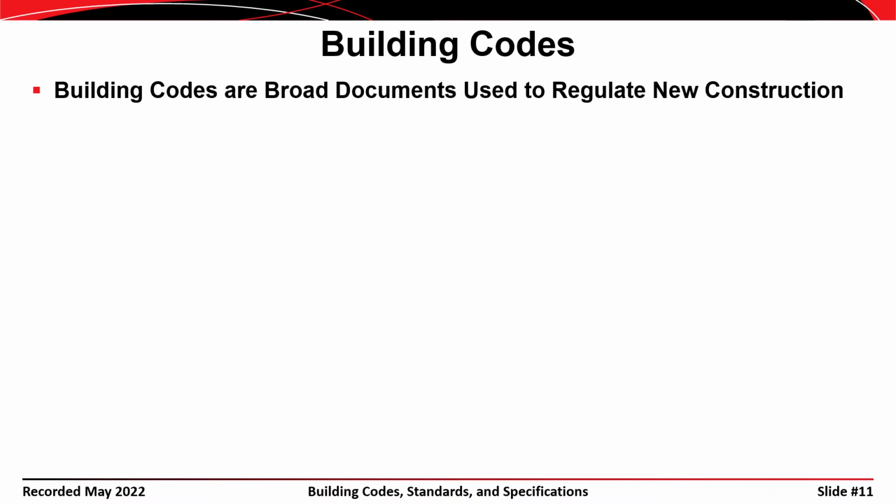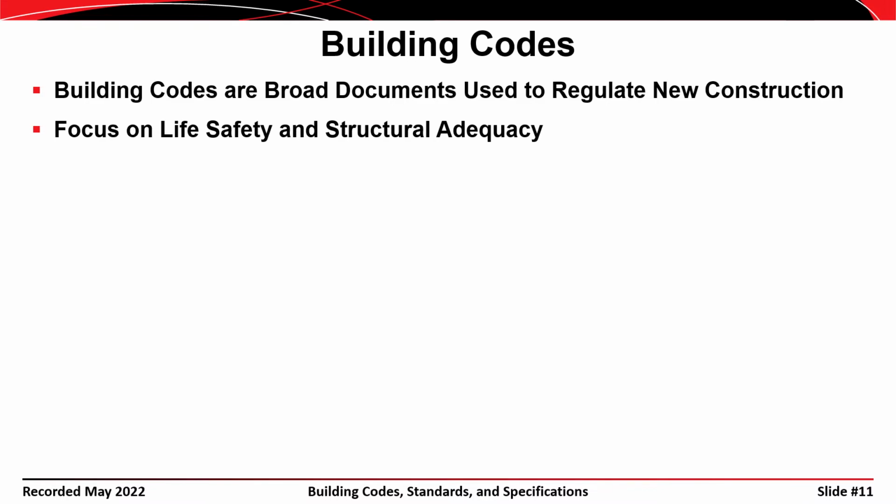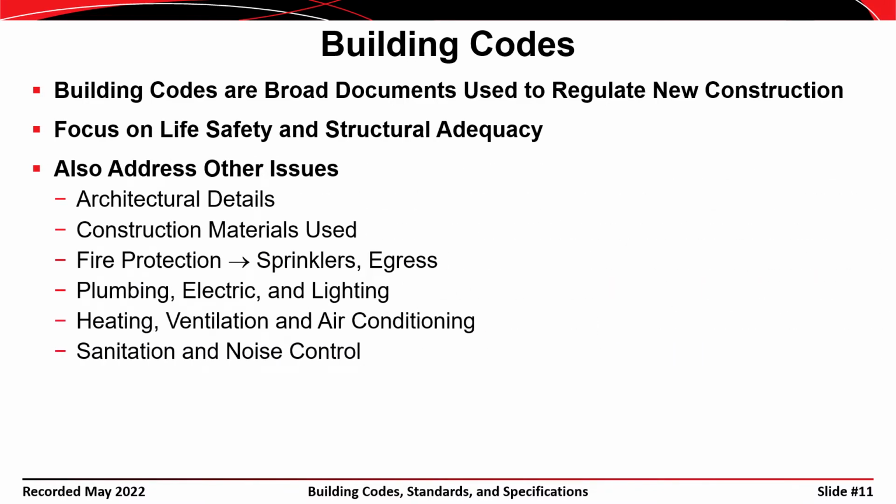Building codes are broad documents that typically regulate new construction. Building codes focus on life safety and structural adequacy, but also address other issues like architectural details, the construction materials that are used, fire protection, including sprinklers and egress, plumbing, electrical, and lighting systems, heating, ventilation, and air conditioning systems, sanitation, and noise control. Generally, you won't find information on how to design a beam or a column in a building code. Instead, that would be in a specification. The code would, however, include statements like, "The stability of a structure shall be ensured."